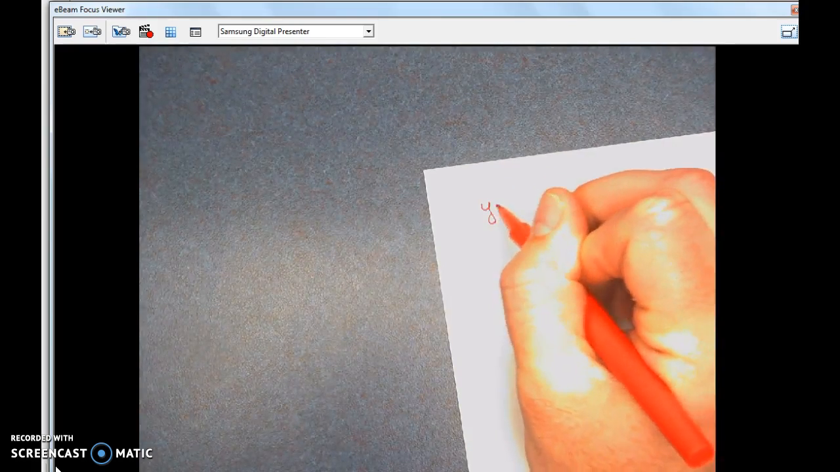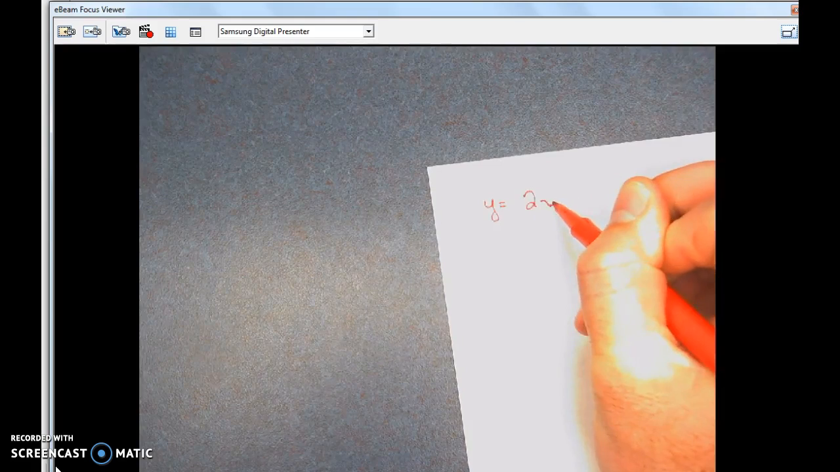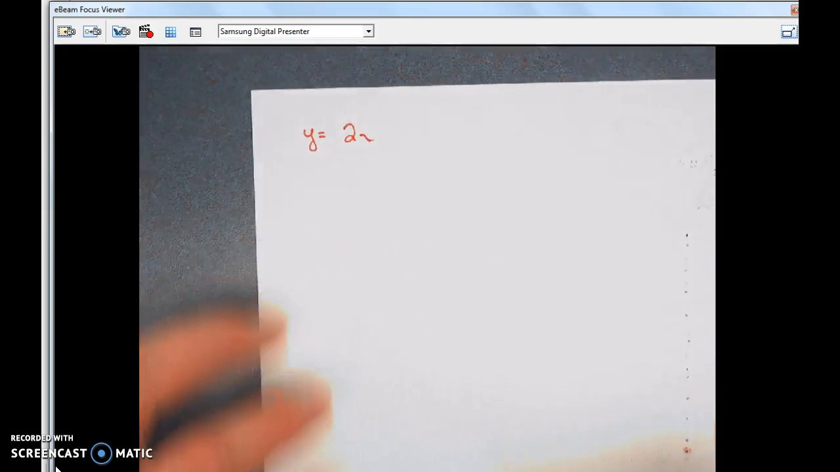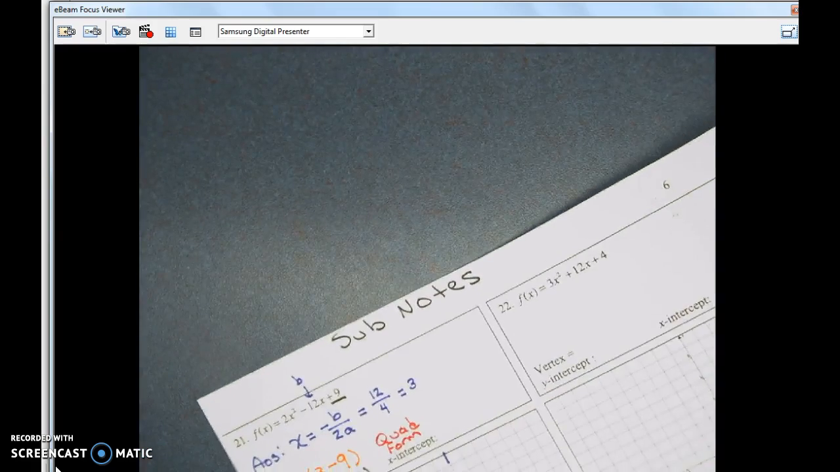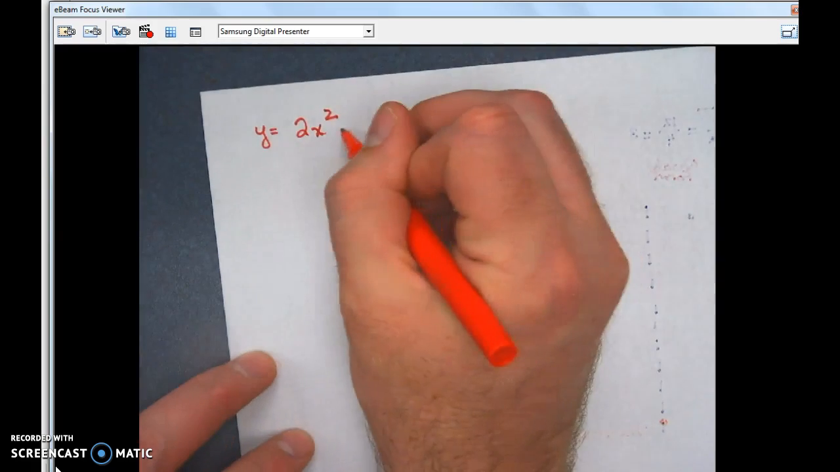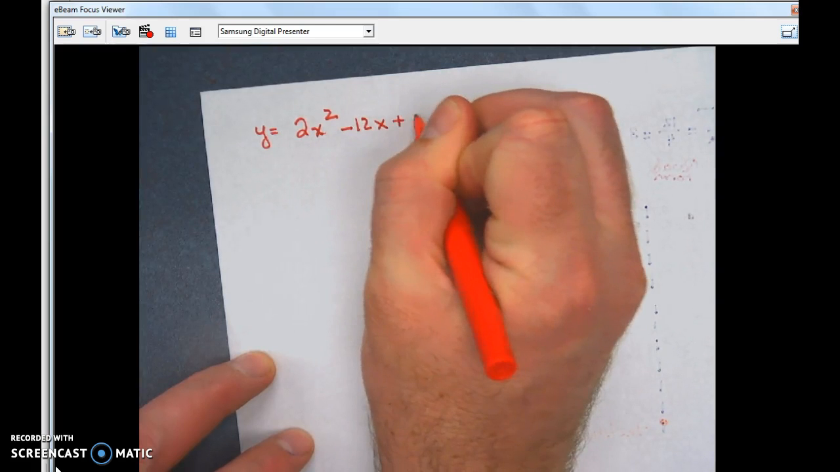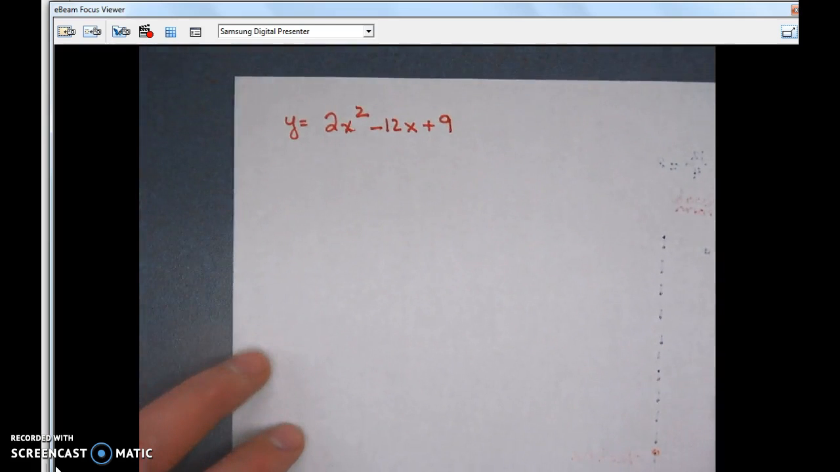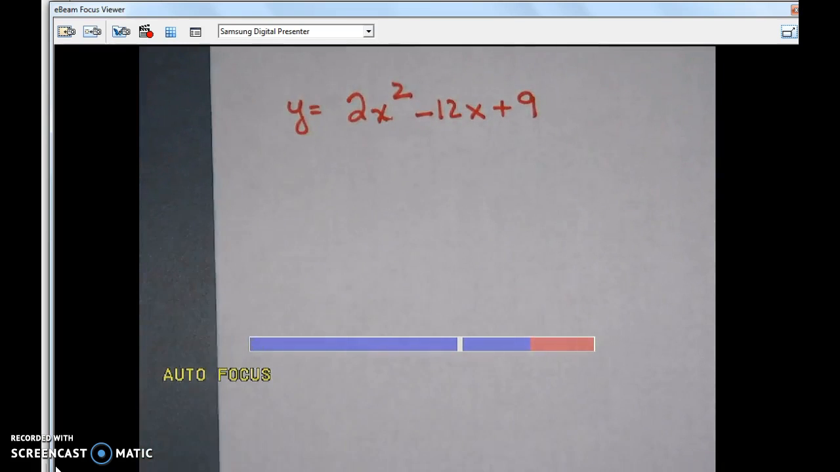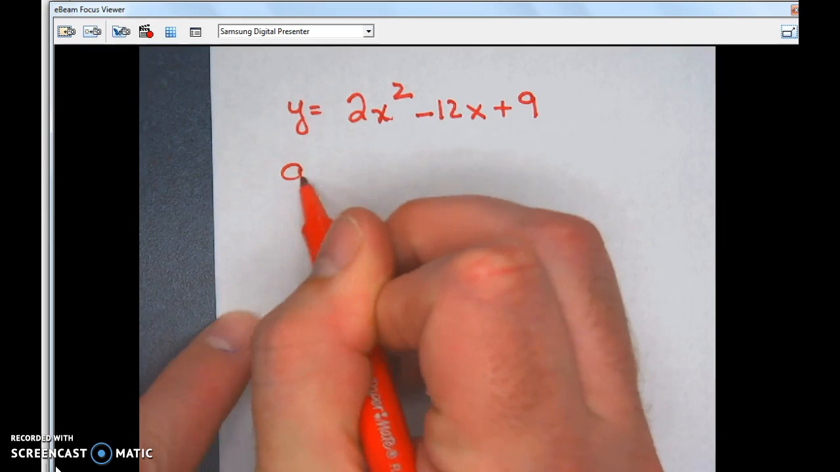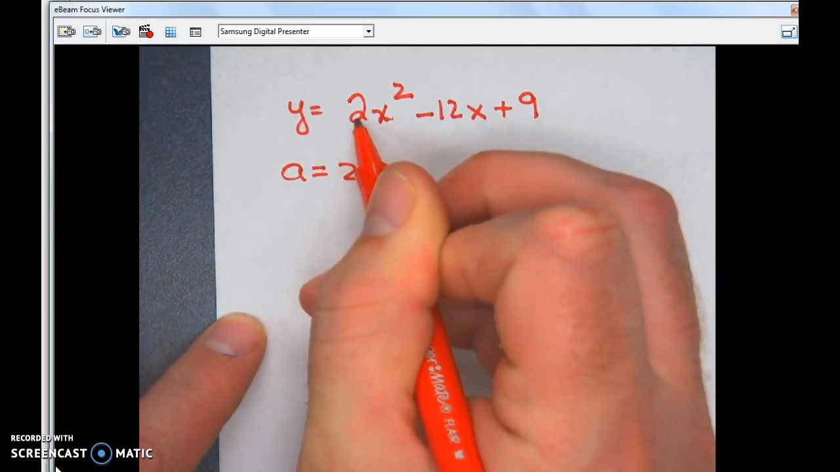So my equation was y equals 2x squared minus 12x plus 9. Y equals 2x squared minus 12x plus 9. So in this case, the a value is 2. It's always the number in front of the x squared.